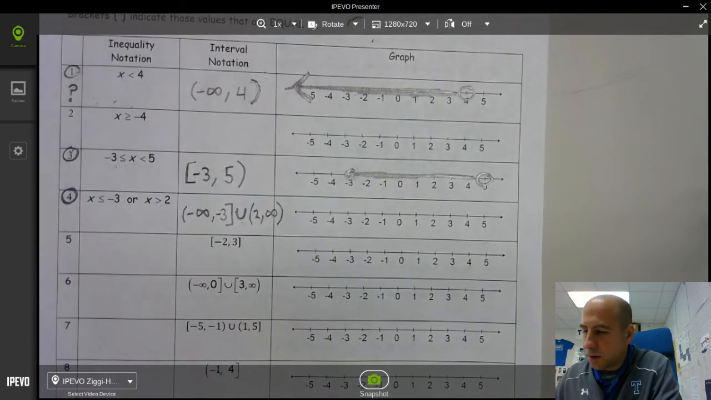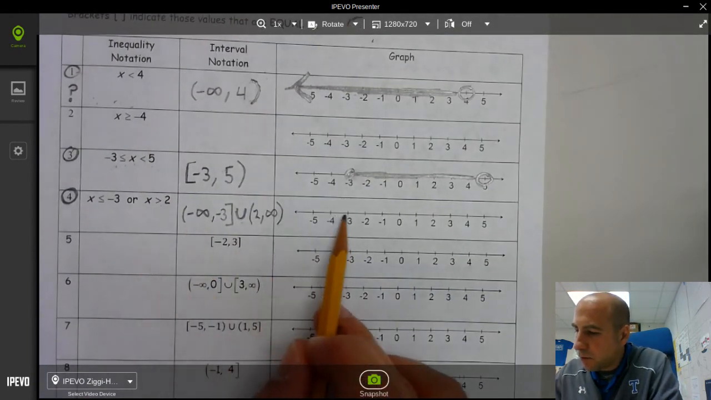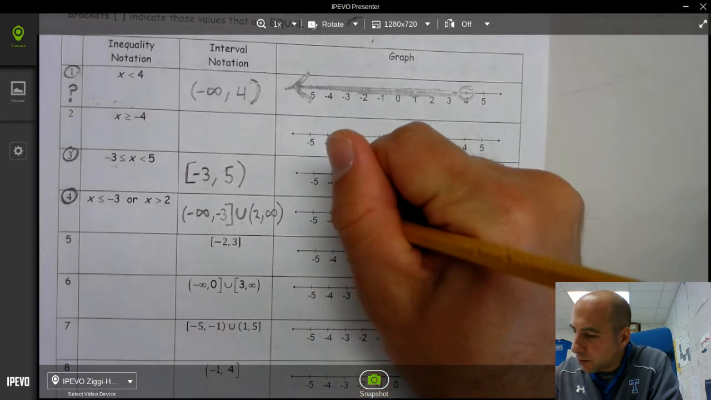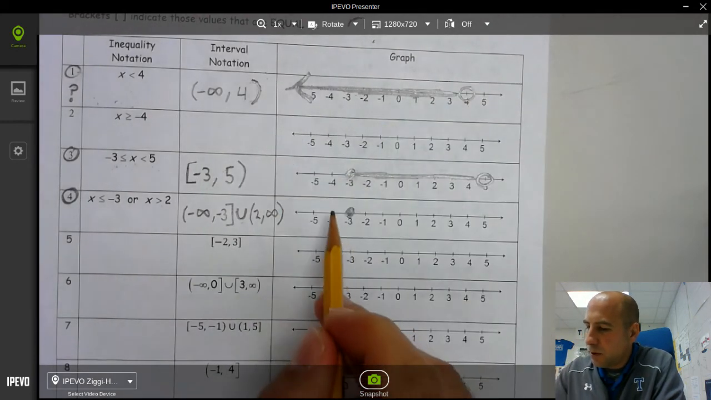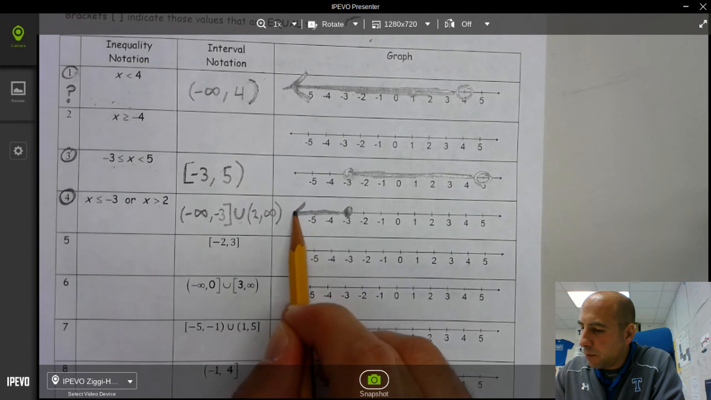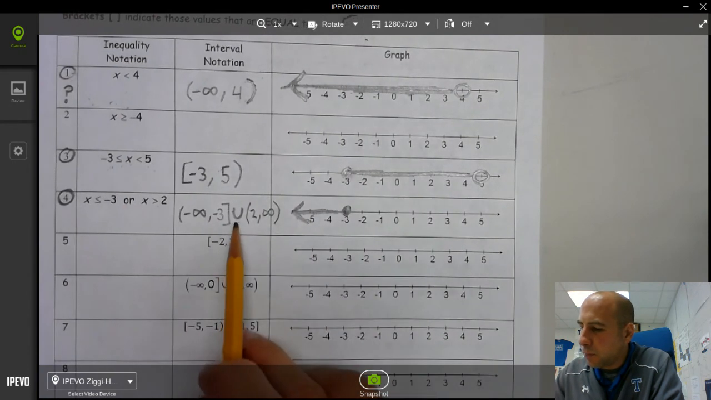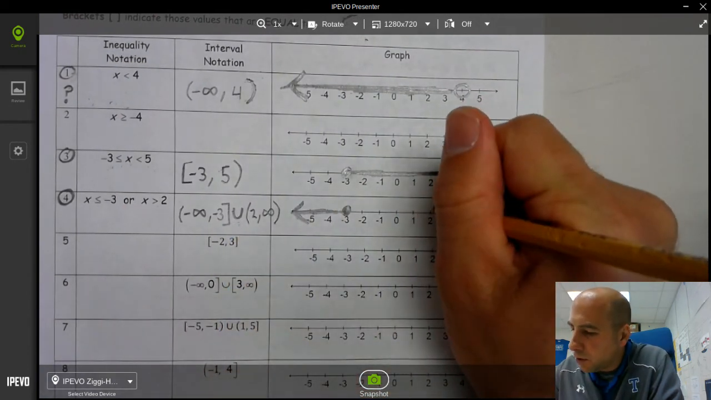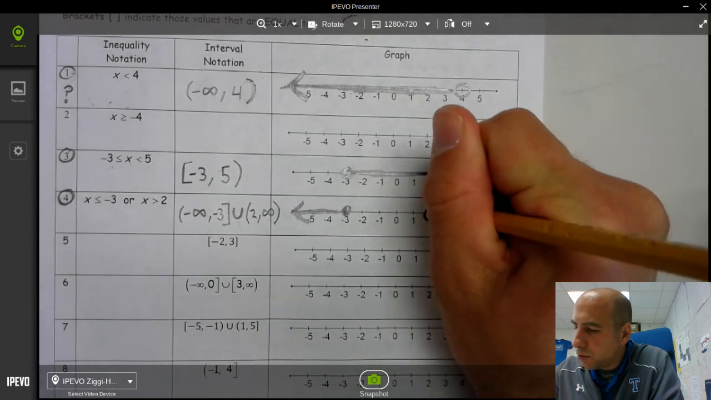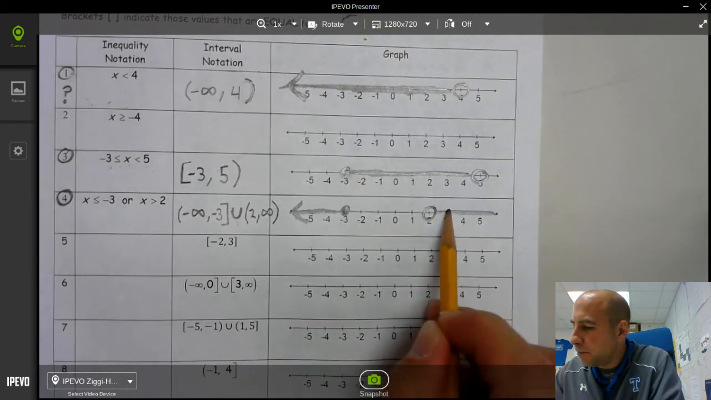All right, so we're coming from negative infinity to negative 3. That's going to be a filled dot, and that's every number from negative infinity to negative 3. Or, and then we start at 2, but it doesn't include 2 because there's no line underneath. So open circle, and that's 2 to infinity.